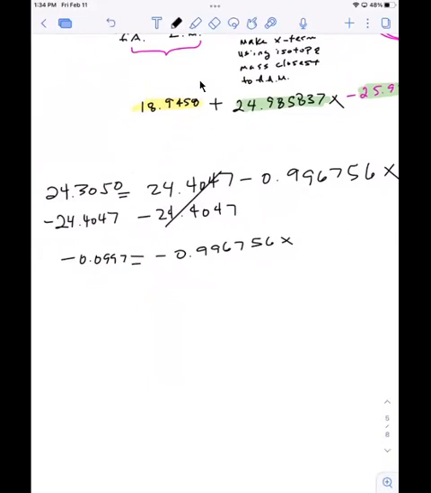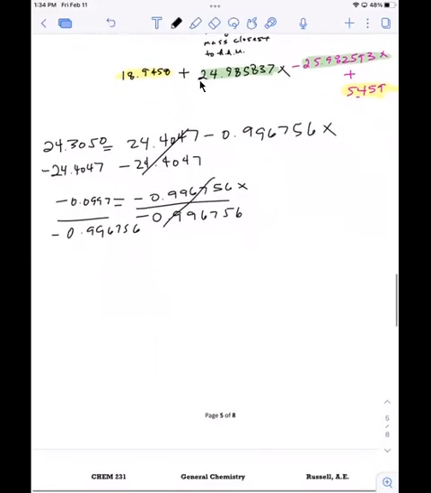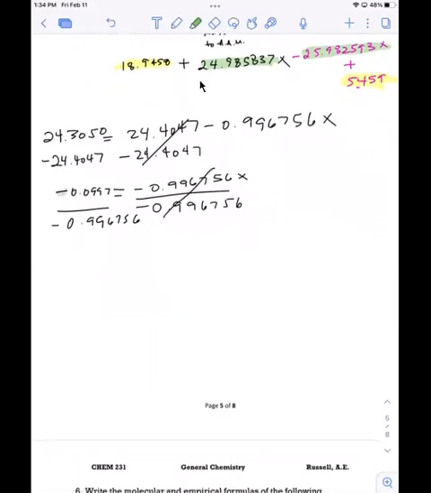So now we can, again, solve for X. So we're going to divide both sides by 0.996756. That's going to cancel these terms out. And then this is negative 0.996756. Can we get that real quick? The negative signs are going to cancel.